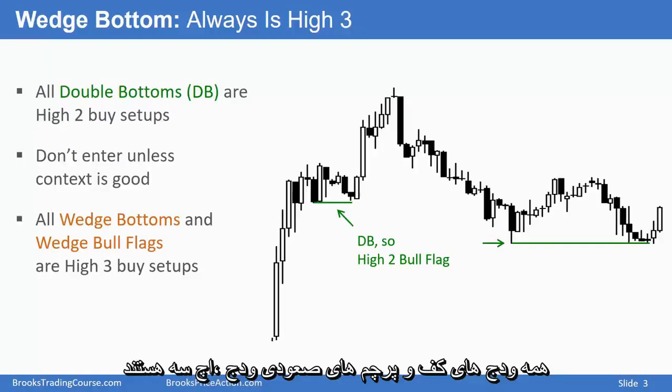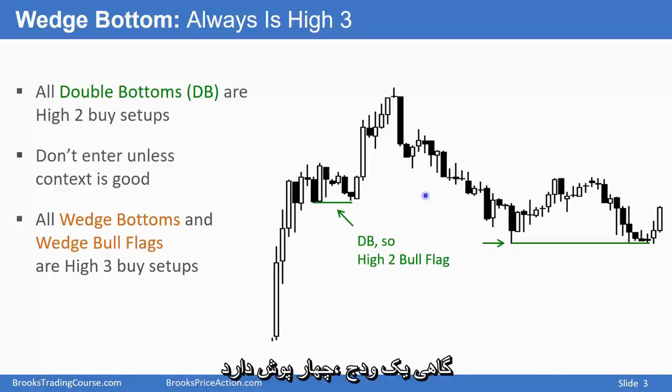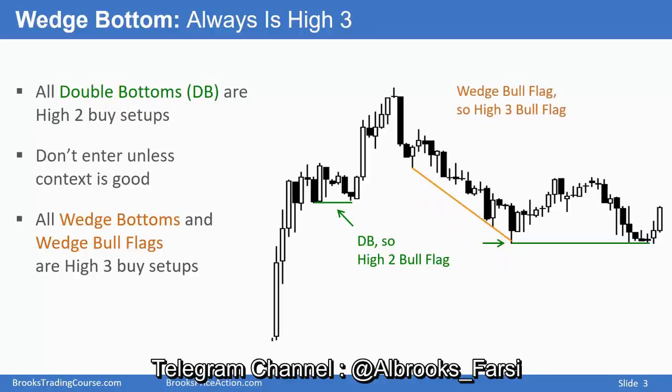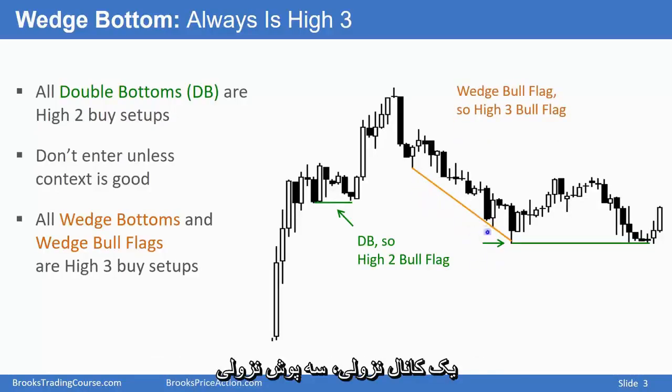Now, all wedge bottoms and wedge bull flags are high 3s. Sometimes the wedge has 4 pushes. So 1, and then maybe 2, and then 3, or 3, and then 4. And a lot of times the count is not clear. So a bear channel, first push down, second push down, third push down. That's one reasonable way to look at it.